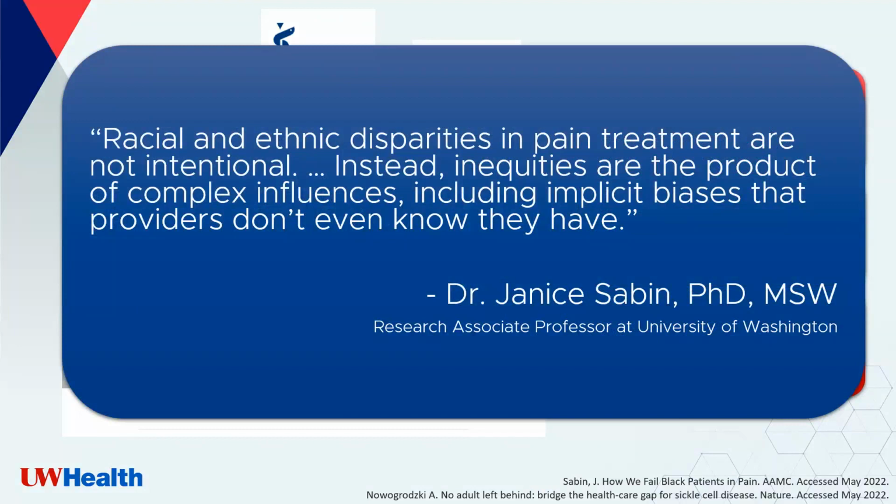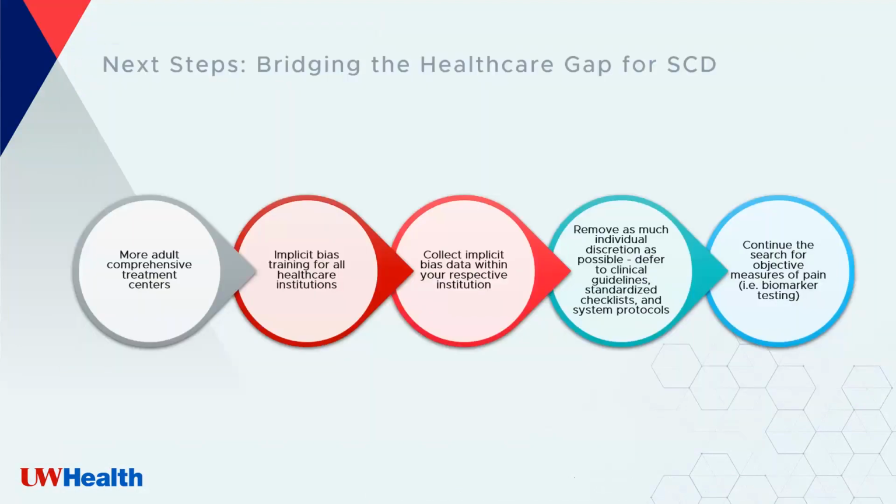This really leads me to my closing thoughts, where next steps in bridging the healthcare gap for sickle cell disease include more comprehensive treatment centers, implicit bias training for all healthcare institutions, and actually collecting data within our institutions to help direct our efforts regarding implicit bias or lack thereof. Removing individual discretion as much as possible to be able to treat individual patients effectively, and then continuing to search for objective measures of pain. Biomarker testing is one thing that was noted.